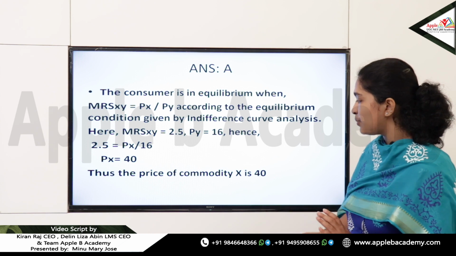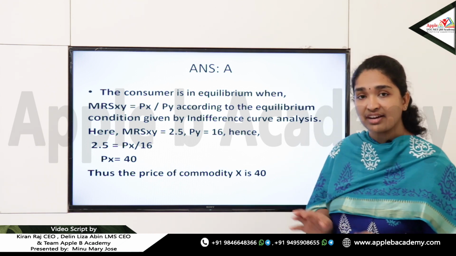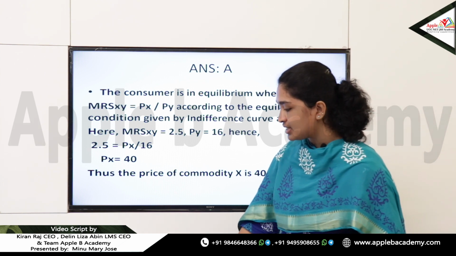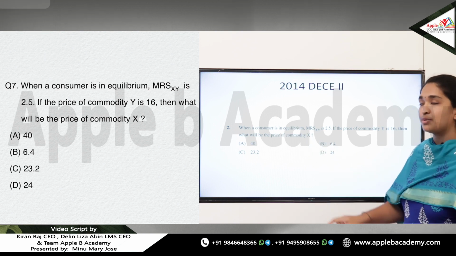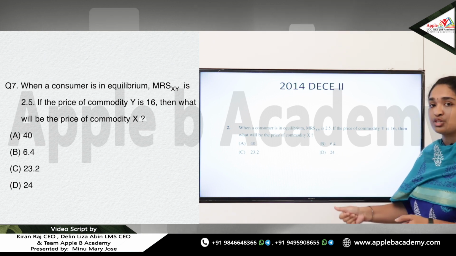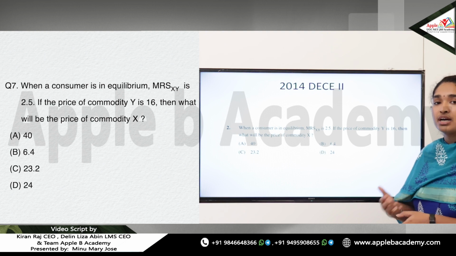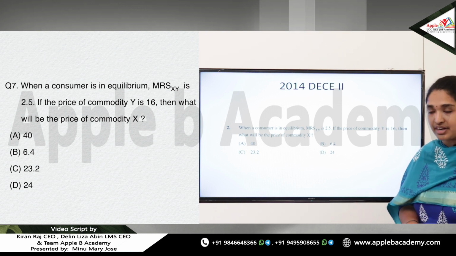So thus the price of commodity X is 40. In a question where we have to use an equilibrium condition, we know from the question itself that the consumer is in equilibrium and his marginal rate of substitution is given. This marginal rate of substitution is given under the indifference curve analysis. So we have to use the consumer's equilibrium condition under the indifference curve analysis.